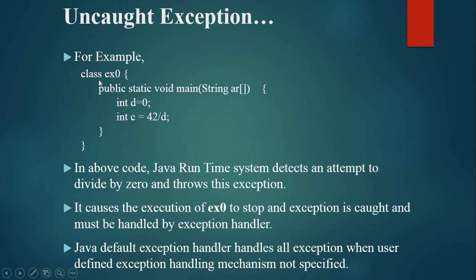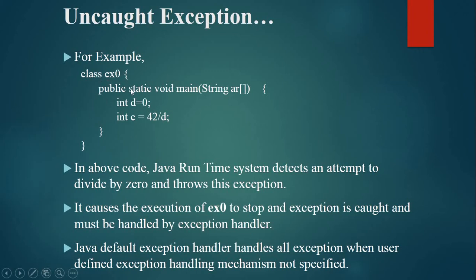For example, we have class Ex0. In it we have the main method, and in it int d is equal to 0 and int c is equal to 42 divided by d. Here our d is equal to 0, so 42 divided by 0. So here our exception is divide by 0. In the above code, the Java runtime system detects an attempt to divide by 0 and throws this exception, because we cannot divide any number by 0. It causes the execution of Ex0 to stop, meaning this class's execution will be stopped, and the exception is caught and must be handled by an exception handler.